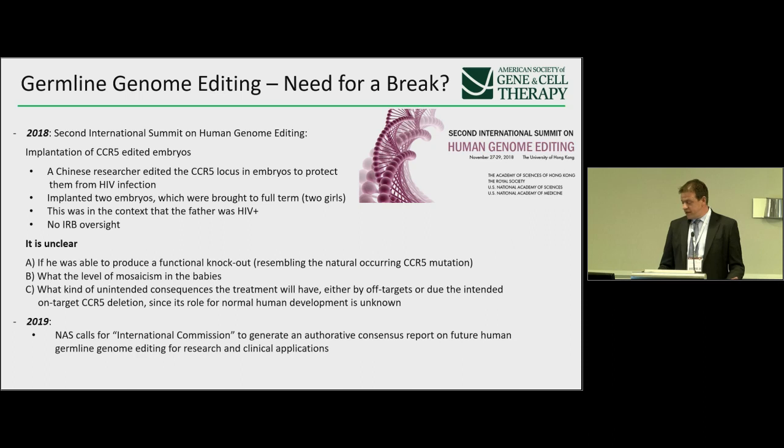Up to this point, it's unclear if he actually produced what he wanted to do, rendering these girls HIV resistant, and what the level of mosaicism was in these babies. That means which cells actually carry mutations, and which don't. And finally, what kind of unintended consequences this treatment had. Since you have off-targets for all these nucleases, as I mentioned, but even the on-target knockout of CCR5, it is not clear how it contributes to normal human development.